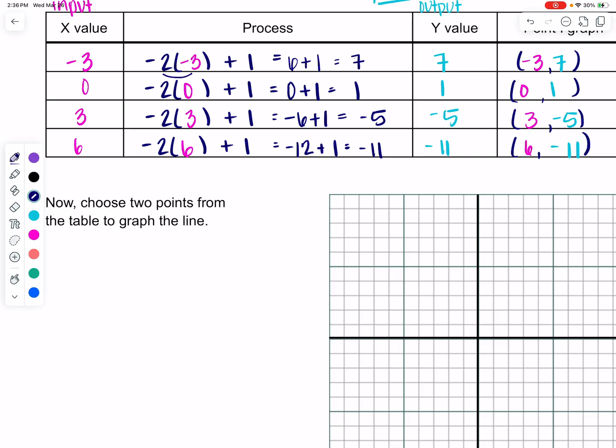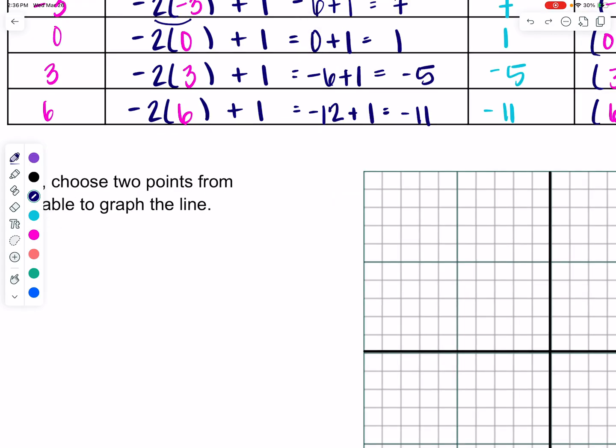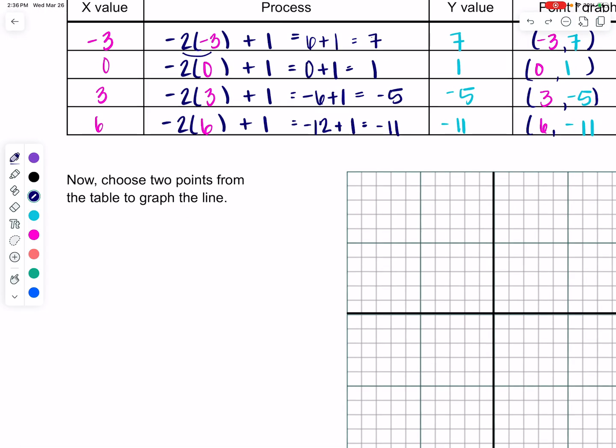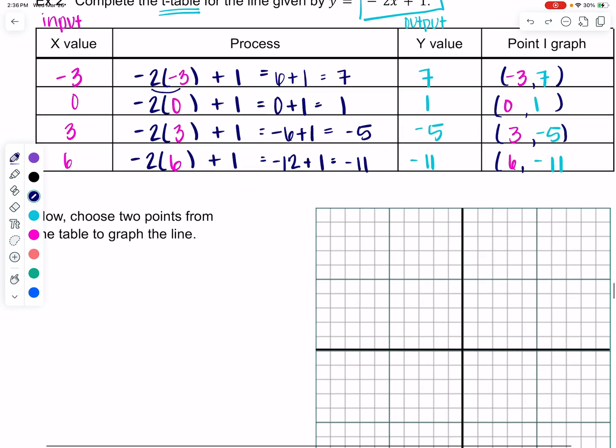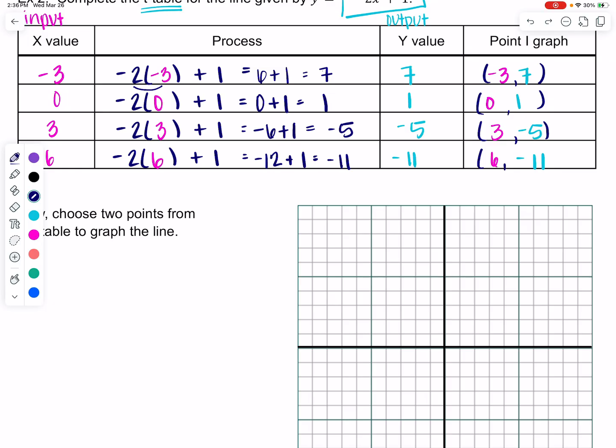So we filled out our table. We're going to pick 2 points. The geometrical idea of a line is that a line contains at least 2 points. So I'm going to choose the easier ones to graph. I think I'm going to pick 0, 1, and maybe 3, -5.